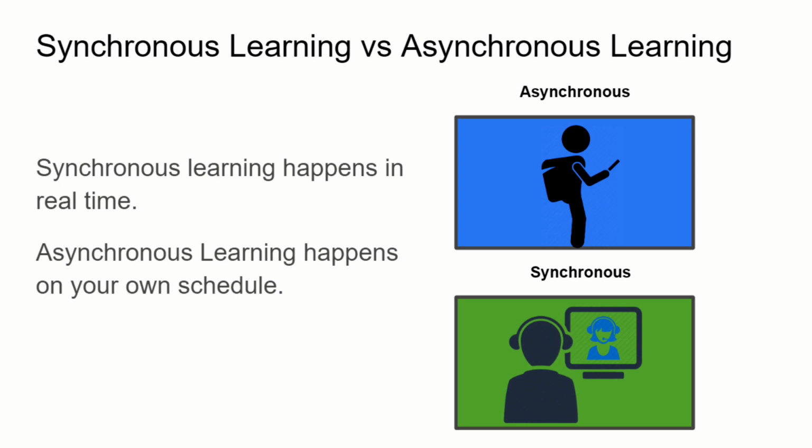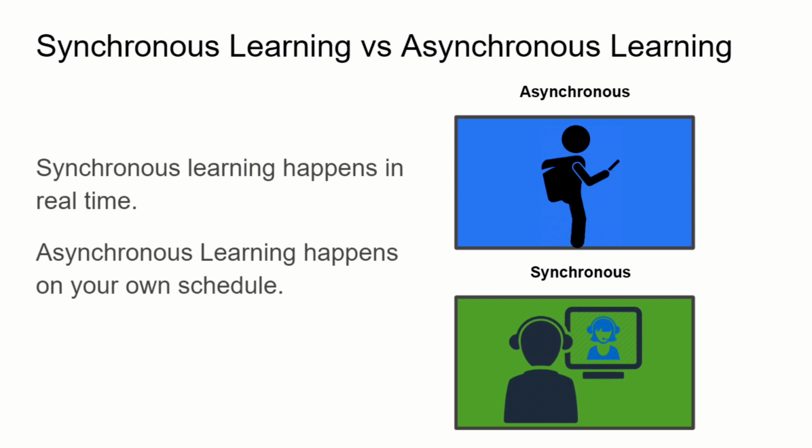Now, with that being said, I want to talk about a very important topic, which is the difference between synchronous learning and asynchronous learning. Synchronous learning happens in real time, okay? So that would be in class. Asynchronous learning happens on your own schedule. So asynchronous learning would be students at home finding that extra 30 minutes, finding that extra hour to watch the courses that you've taken.